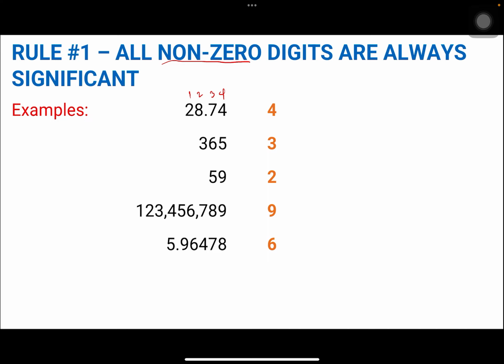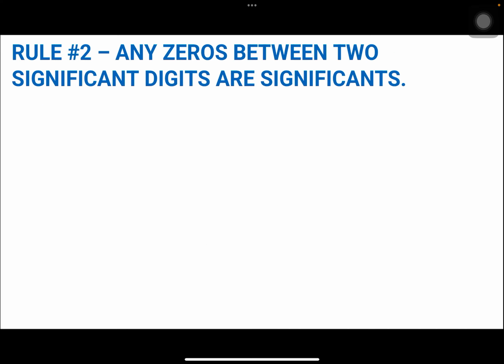Okay? Now, for the rule number 2, any zeros between two significant digits are significant. For example, this is a significant digit or number, then meron tayong 0 dito. As of now, di pa siya significant. Pero once na nilagyan natin siya ng significant digit sa dulo, makakasama na siya sa significant values. So for example, we have 406. So we have 3 significant figures. Significant yung 4, significant yung 6, therefore si 0 magiging significant na din.